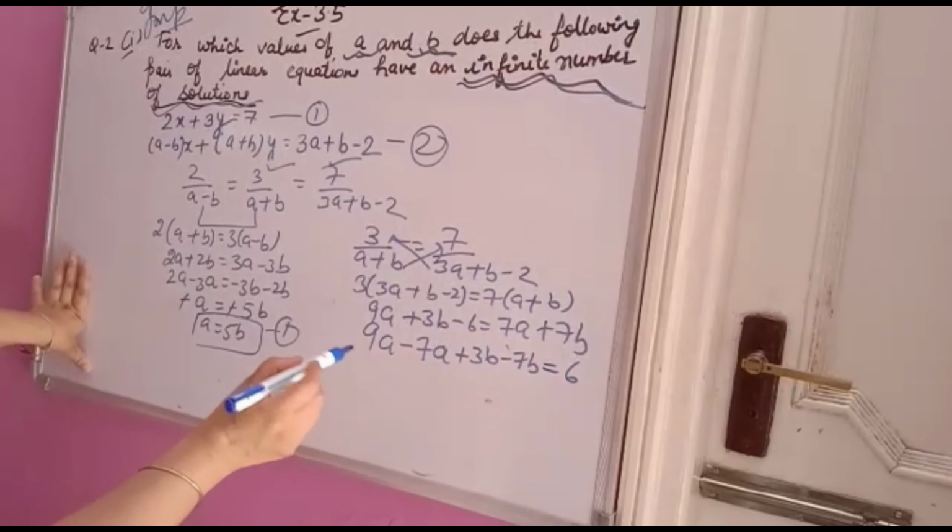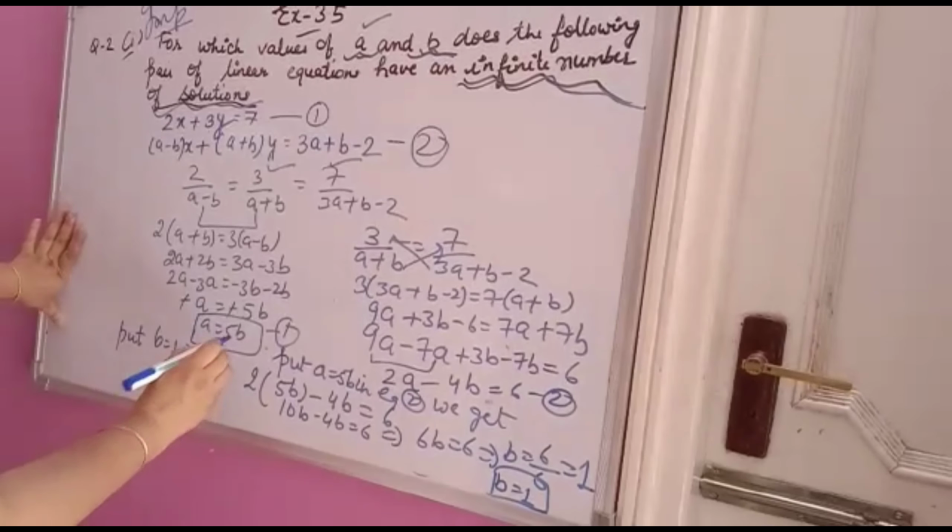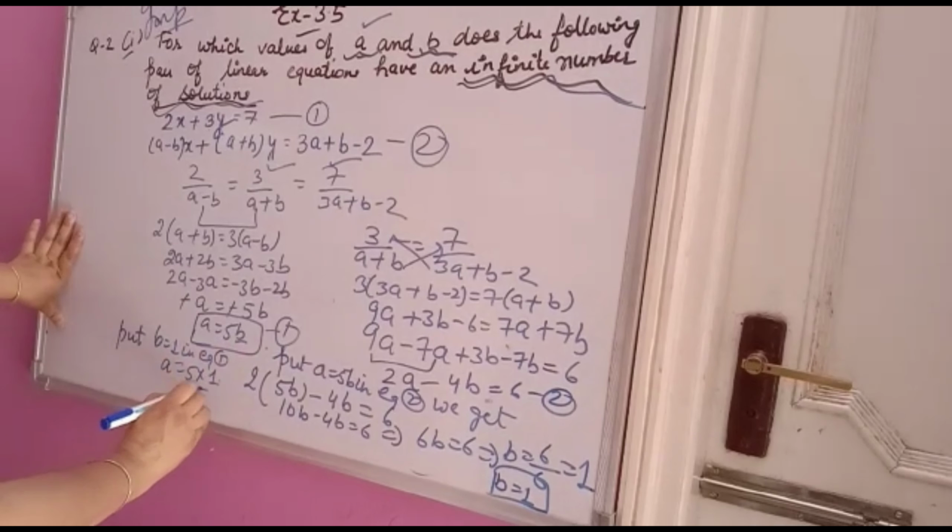Now b came 1. Now you want a also. So a you know is equal to 5b, so put b is equal to 1 in equation first. You can put in equation first also and equation second also, your wish. If you are putting in equation first, you are getting a equals 5 into b, b value is 1, so in place of b you will put 1, so a will come 5. So a equal to 5 and b equal to 1 is the answer.